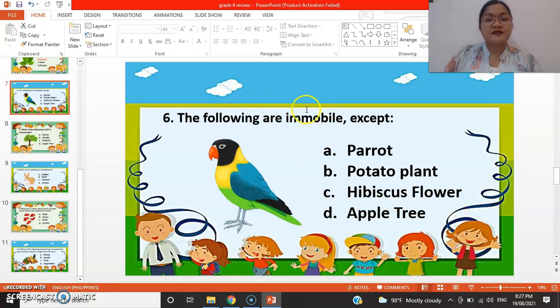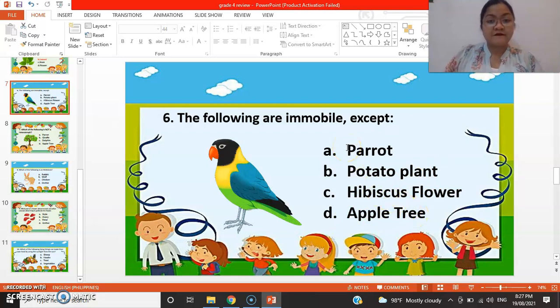Again, when we say immobile, these are living things that cannot move. So, which of the following can move? A, parrot. B, potato plant. C, hibiscus flower. Or letter D, apple tree.